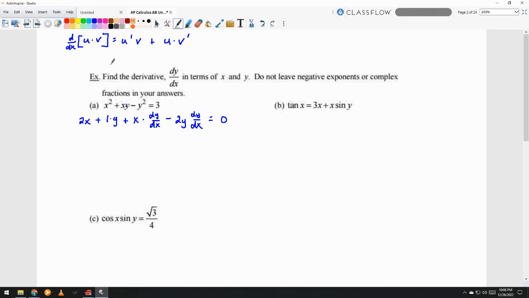Now we're not done yet. We have to find the derivative dy over dx in terms of x and y. So that means get dy over dx by itself. Start with the terms that do not have dy over dx attached to them: the 2x, and this single y, since 1 times y is y. We're going to subtract those both over to the other side. So I have x dy over dx minus 2y dy over dx equals negative 2x minus y. Factor, take out the dy over dx, and divide.